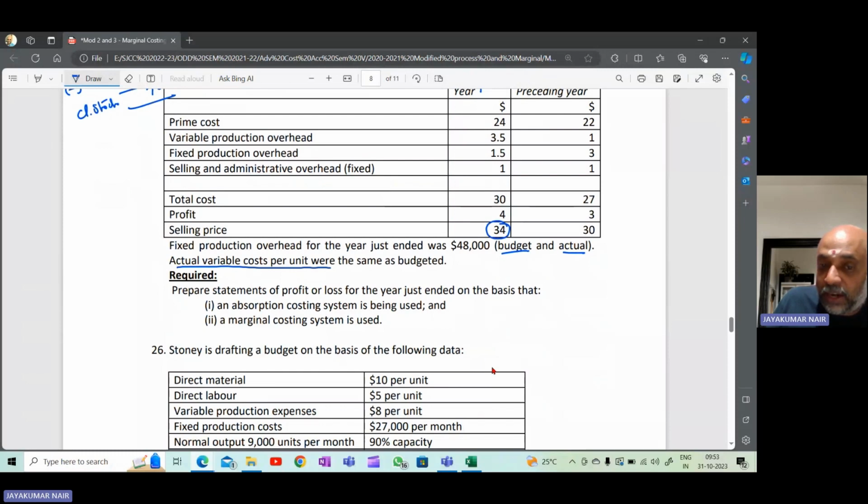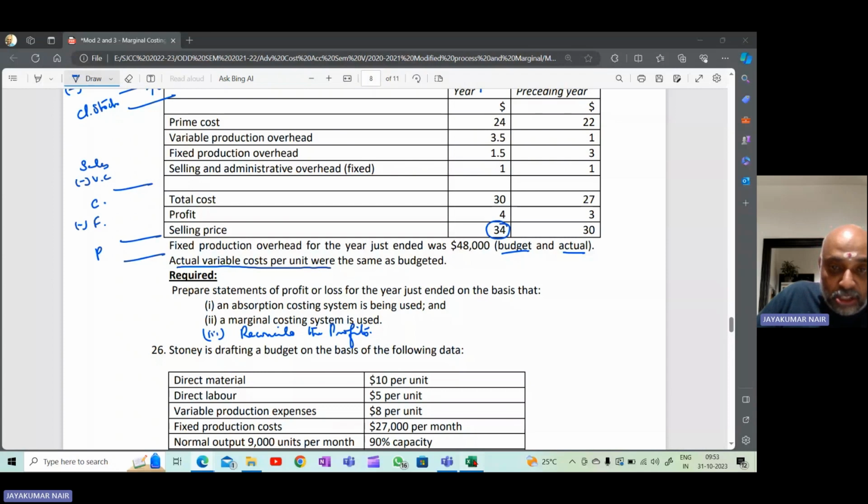We will prepare the income statement under absorption costing and marginal costing, and we will also reconcile the profits. First, I would like to prepare the income statement under marginal costing. How do you prepare it? We take the sales minus the variable cost, you get the contribution, minus the fixed cost, and you get the profit. This is the format.